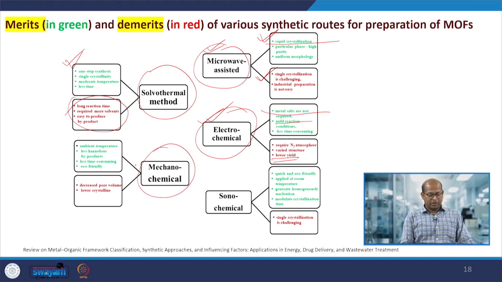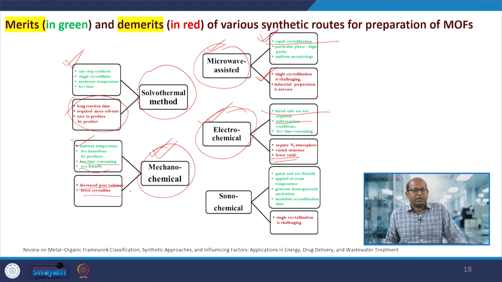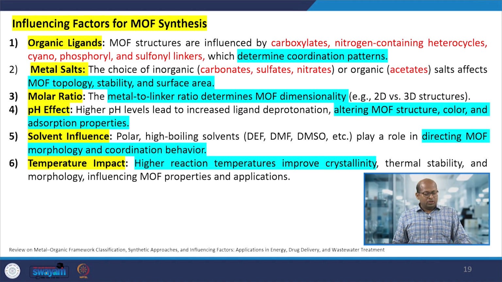And the mechanochemical method: we can prepare at ambient temperature, it is less time consuming, and this process is eco-friendly, but it decreases the pore volume and gives lower crystallization. And the sonochemical process also has an advantage, that it is quick and we can do it at room temperature. Okay. And the disadvantage is that single crystallization is very challenging. Okay. So, influencing factors, different influencing factors.